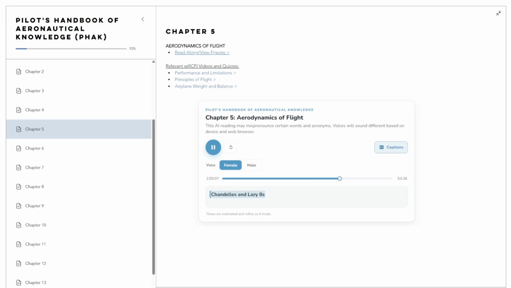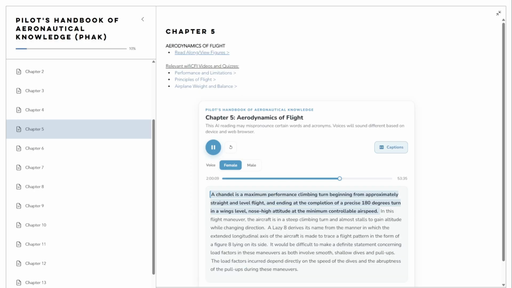Chandelles and lazy 8s. A chandelle is a maximum performance climbing turn beginning from approximately straight and level flight, and ending at the completion of a precise 180 degree turn in a wings level, nose high attitude at the minimum controllable airspeed.